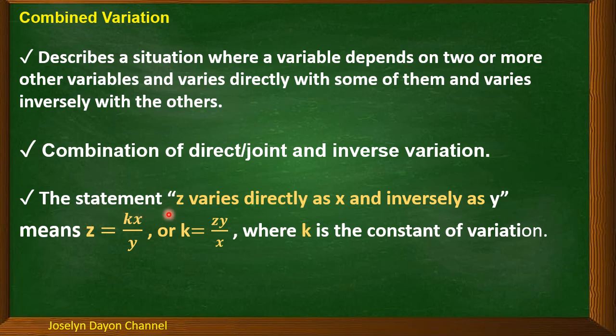The statement z varies directly as x and inversely as y means z is equal to kx over y. So this is a translation of this statement. Or k is equal to zy over x, where k is the constant of variation.